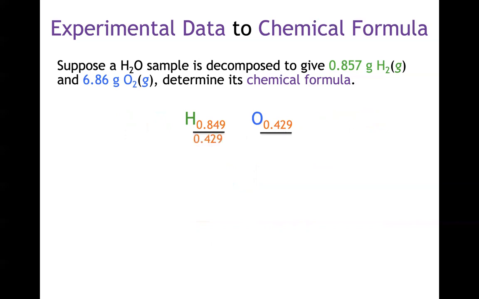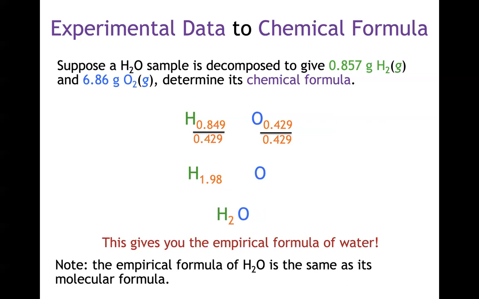So we would divide both by 0.429. And then you would get 1.98 for hydrogen, and oxygen is 1, right? So in this case, it's close enough to 2, and 1 is 1. So that gives us the chemical formula, which is also the empirical formula of water.